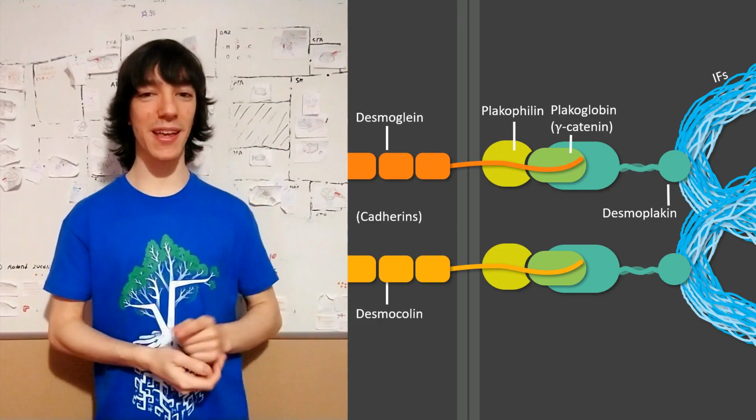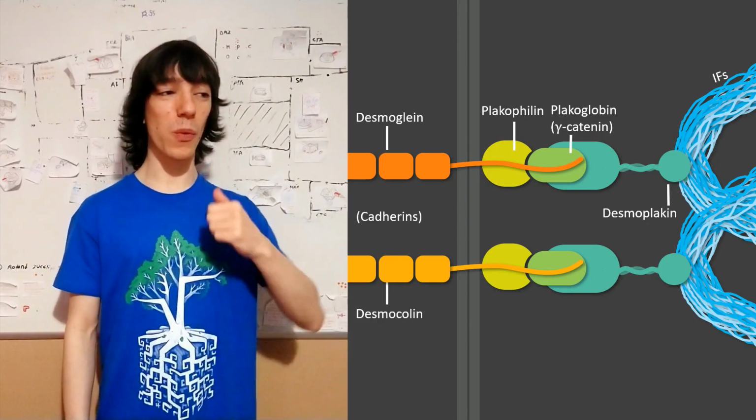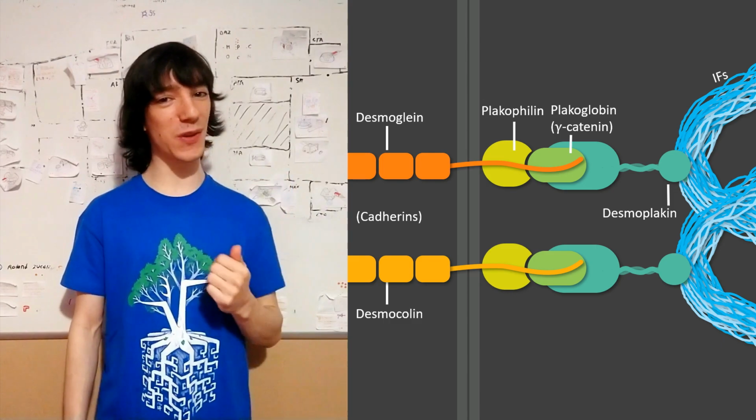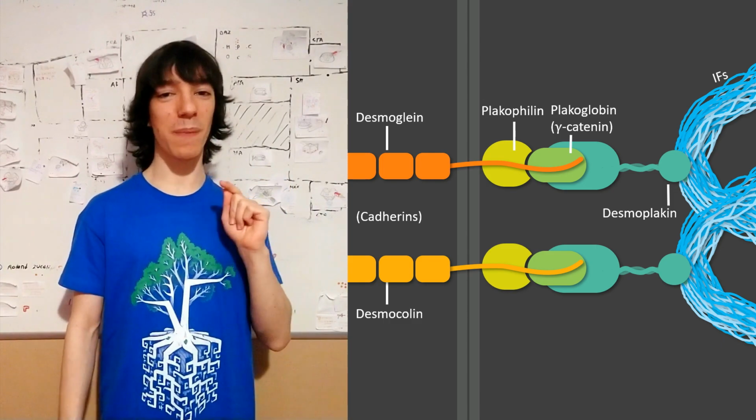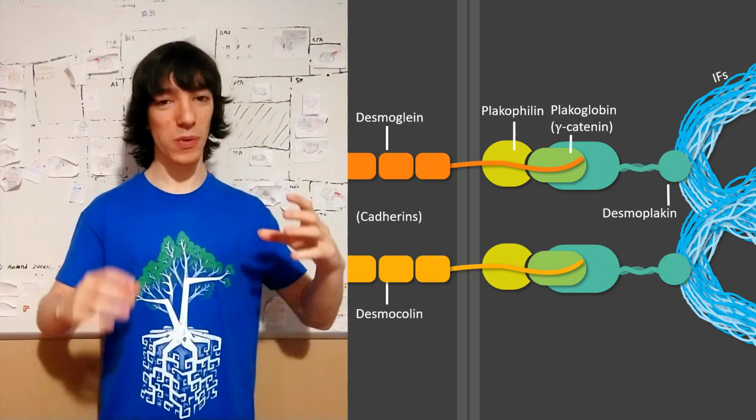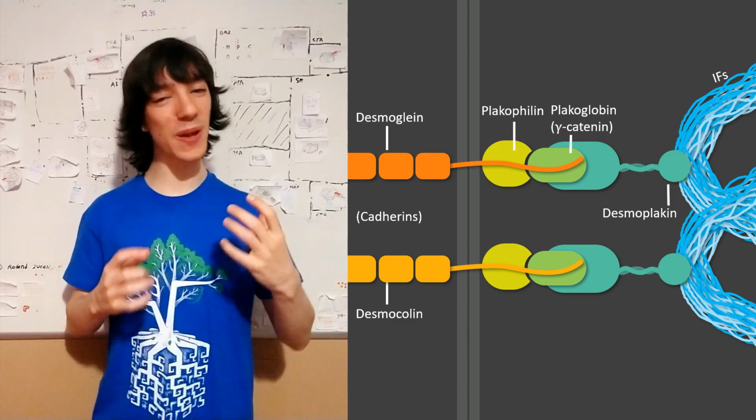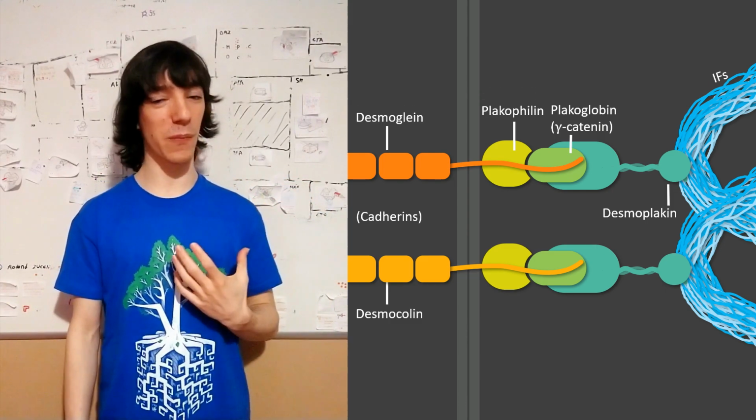The next video I'm gonna make is going to be about desmosomes, which also use cadherins, but connect not the microfilaments, but the intermediate filaments, which are stronger, more resistant, and really, really important for our bodies.